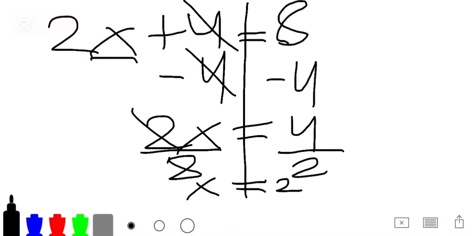And we can always fact check that. I already did. So 2 times 2 is 4, and plus 4 equals 8.